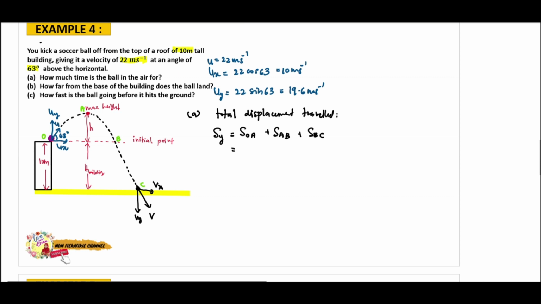Okay, so saya highlightkan dulu. So now from O to A, positive H bergerak ke atas. From A to B, negative H. From B to C, SY dia adalah negative 10. Okay, negative 10 because the direction is downward.